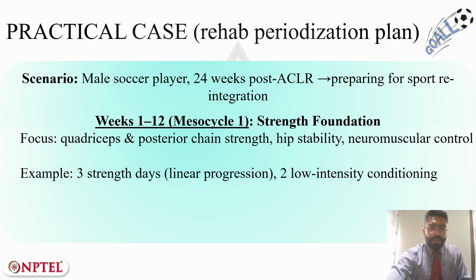For him, the mesocycle 1, for example from weeks 1 to 12, may focus on the strength foundation. The focus is to develop quadriceps and posterior kinetic chain strength, hip stability, and neuromuscular control during this phase. He may utilize 3 strength training days in linear progression and 2 low intensity conditioning sessions for other qualities.